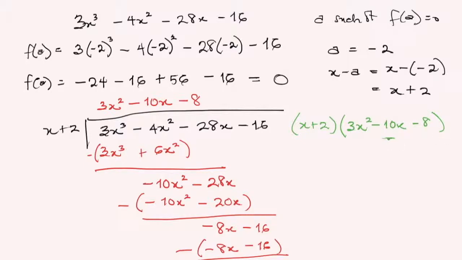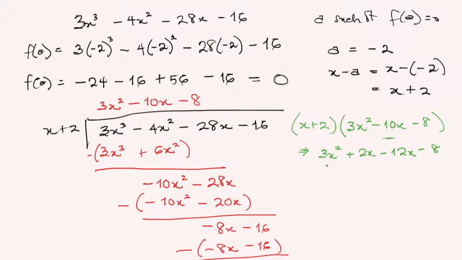We have to factorize this quadratic expression to be able to get our remaining two factors. And to do that, 3 multiplied by 8 is equal to 24. So we have to find the factors of 24, which if we add or subtract will give us 10. And you can think of 2 and 12. So if we rewrite this expression, we have 3x squared plus 2x minus 12x minus 8. 2x minus 12x gives us minus 10x, so we're good.